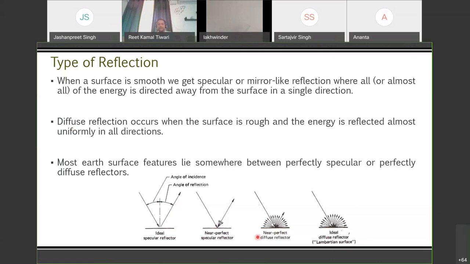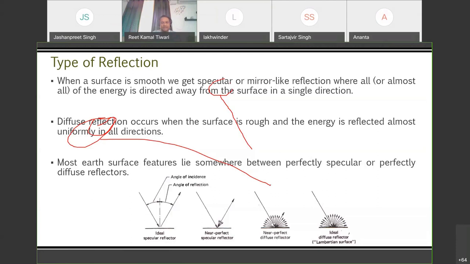And then the most ideal reflector for the Earth's features is the diffused reflector. In diffused reflection, the incoming radiations are reflected in all directions. So why is it important? Because suppose we have a satellite here, and it is capturing the information down below, and this is the source of the radiation, suppose our sun. If the object has specular reflection, the satellite will capture nothing. If it has a diffuse reflection, it will capture the object. So most of the Earth's surface features have diffuse reflection.